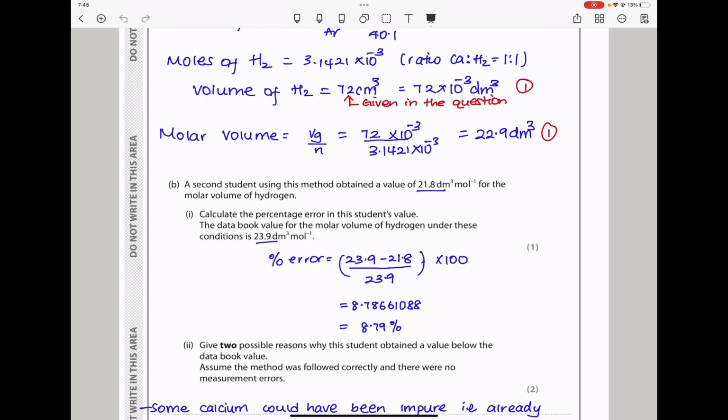Percentage error should be the error, which is the difference between that and that, divided by the actual value, which of course is the data booklet value, times 100. And calculating, writing my answer to 3 significant figures, I got 8.79%.